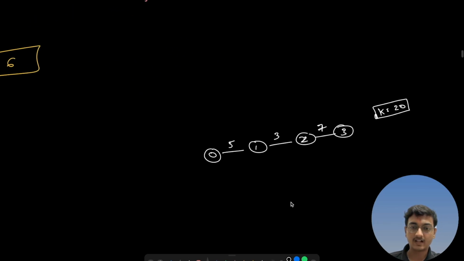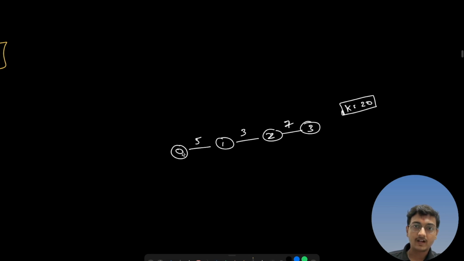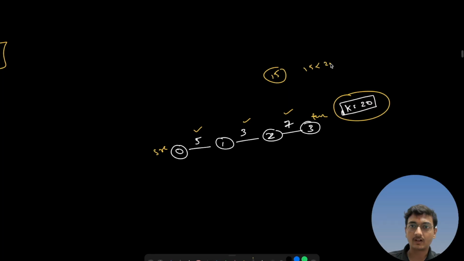So here I have drawn one graph. Here I have a source node and a target node, and we'll try to reach this. Let's say our k is 20. So what is the path given to us? 7 plus 5, 12, plus 3, 15. So 15 is definitely satisfying the condition of 20, yes. Now what is the minimum cost among this? I think 3, and 3 will be my answer because there is no other path. So definitely 3 will be my answer.